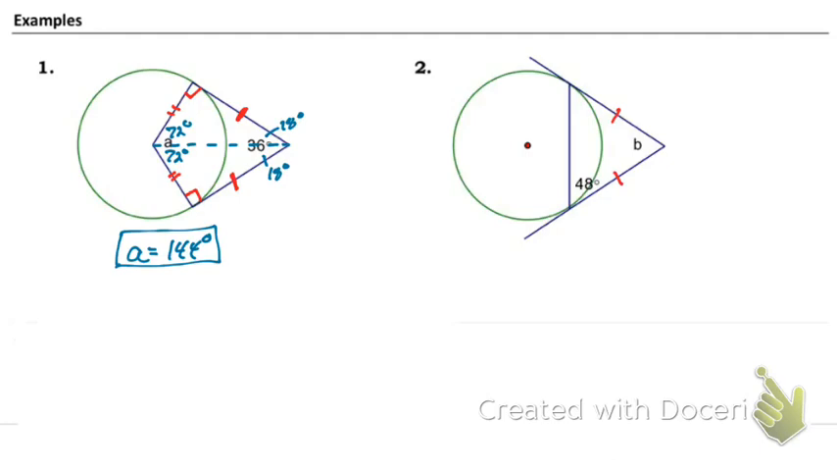The base angles of an isosceles triangle are congruent. So that 48 degrees and the one with nothing on it must also be 48 degrees. And that's because of our isosceles triangle theorem that says isosceles triangles have base angles that are congruent. Well, now I just have a big triangle with a 48, 48, and a missing B. Well, that's going to make B equal to 48 plus 48, that'd be 84.